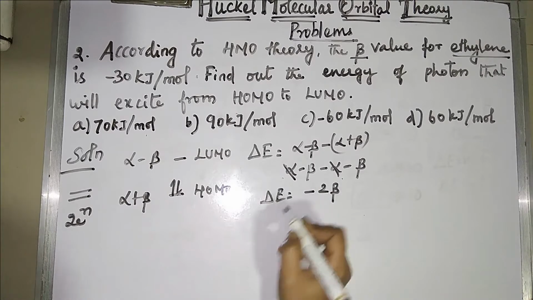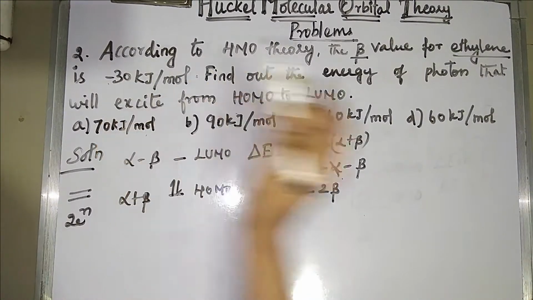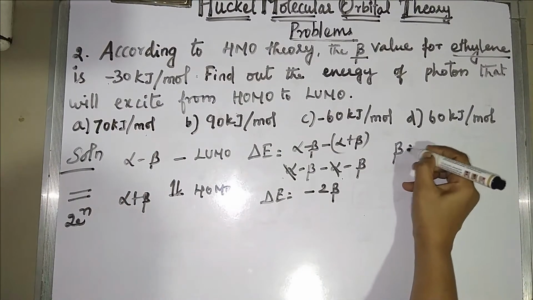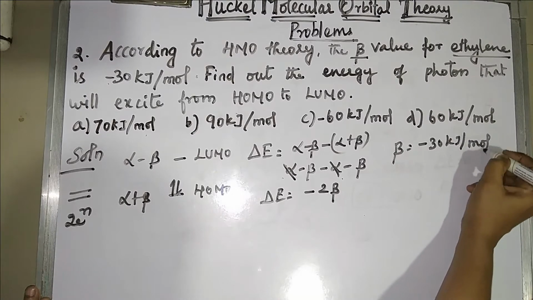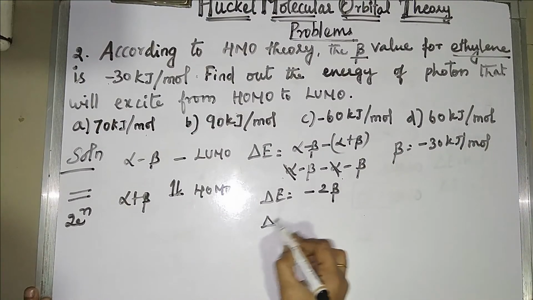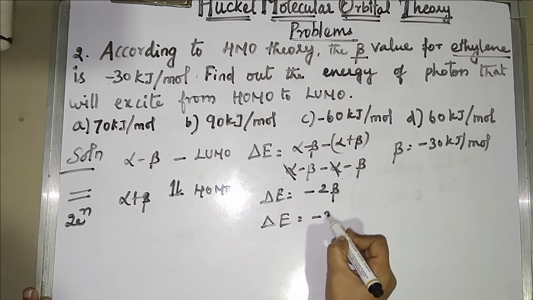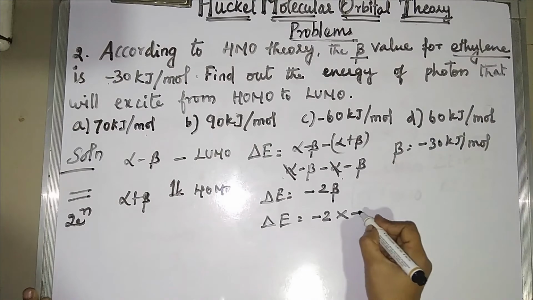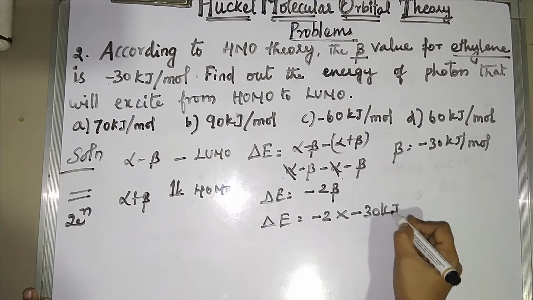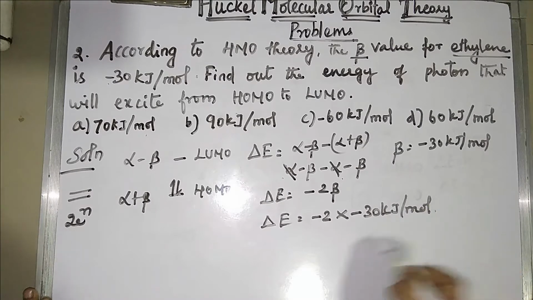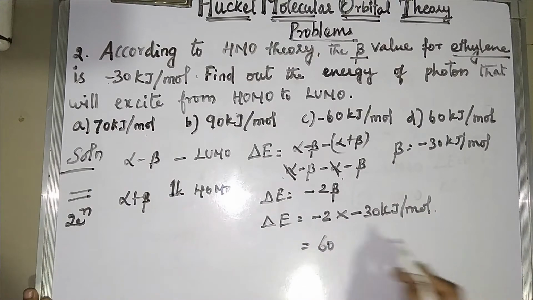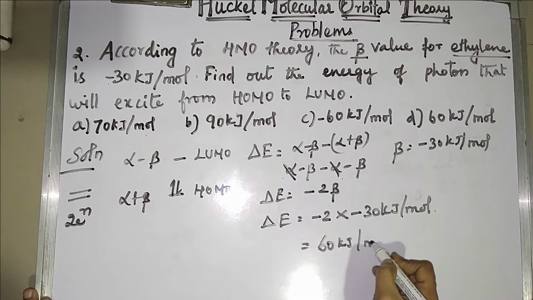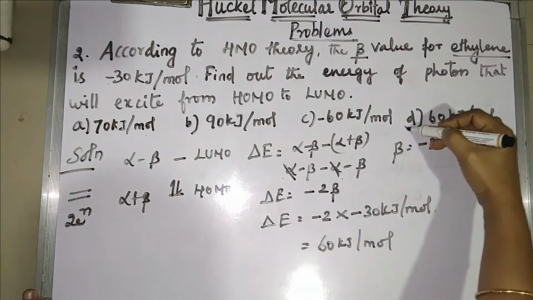Delta E: here they already mentioned beta is equal to minus 30 kilojoule per mole. So delta E is equal to minus 2 into minus 30 kilojoule per mole. So what is that? 2 threes are 6, minus and minus gives plus, so 60 kilojoule per mole. This is the answer.